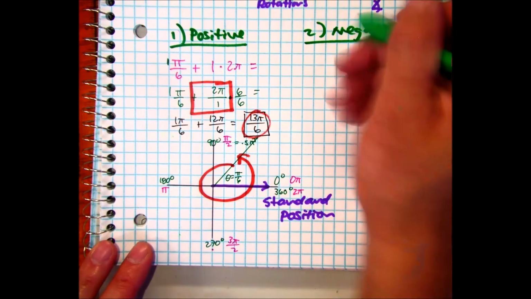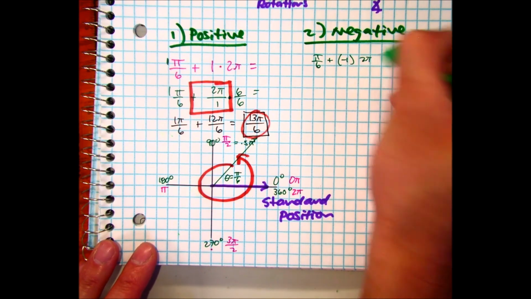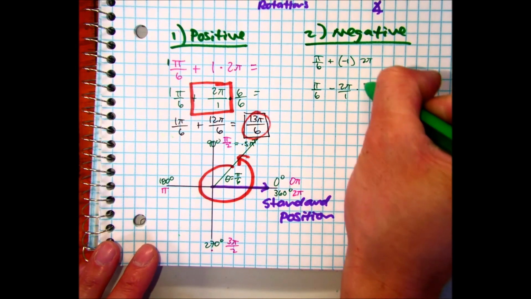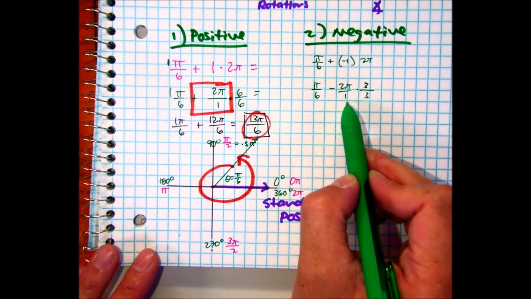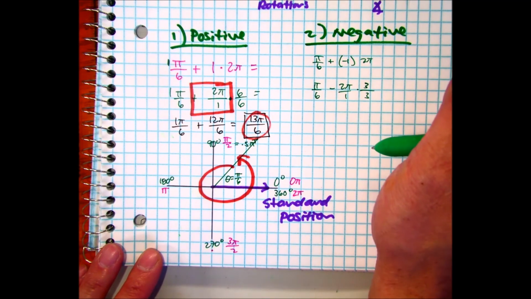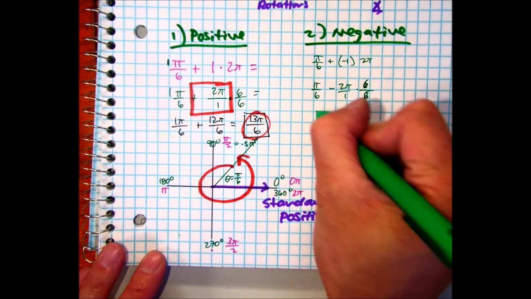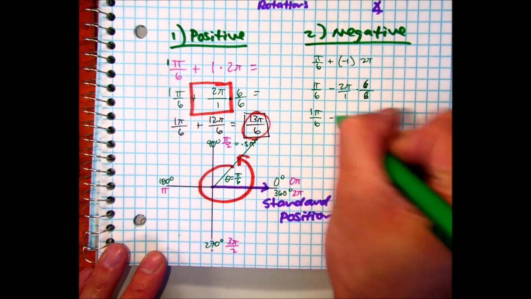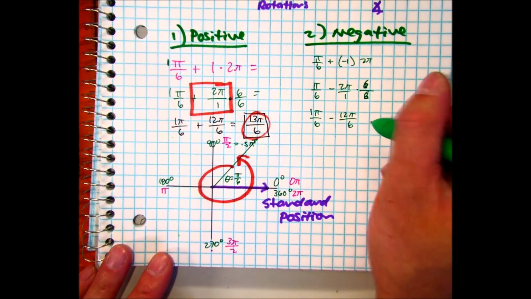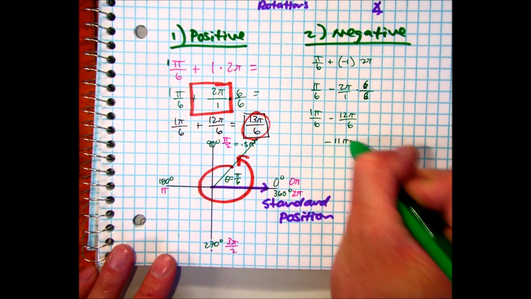Let's do our negative. Pi over 6 plus a negative 1 times 2 pi. So this gives me pi over 6 minus 2 pi. I can make anything a fraction by putting it over 1. Need a common denominator. Can I make it 3 over 3? Would that work? No, that won't work. Why did I write that? So I get pi over 6, or 1 pi over 6, minus 12 pi over 6. This gives you what, class? Negative 11 pi over 6.